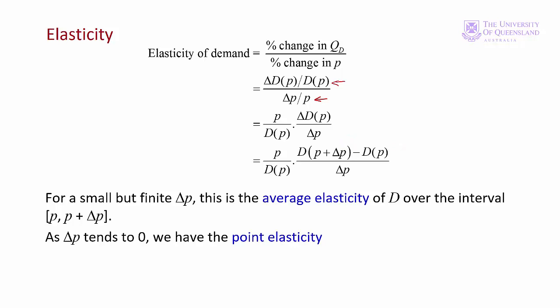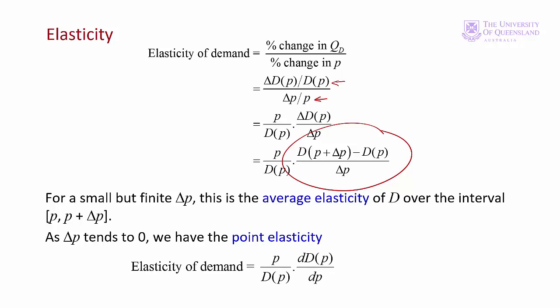However, the form we're interested in here is where delta P tends to 0, and we have what's known as the point elasticity. Going back to this formula up here, you'll recall from lecture 4, this is just another form of the Newton quotient. So when delta P approaches 0, that second term will be the first derivative of the demand function. That gives us the point elasticity of demand. We have P over the quantity demanded times the first derivative of the demand function.